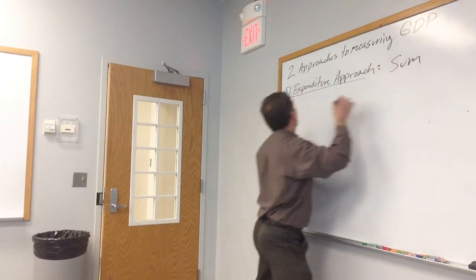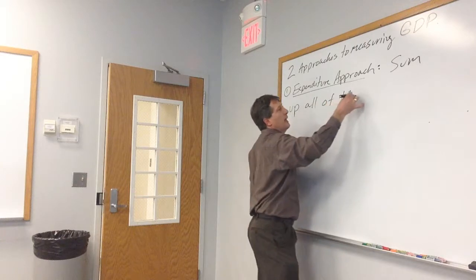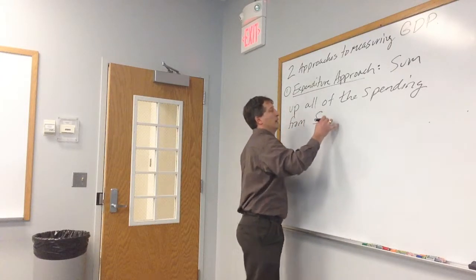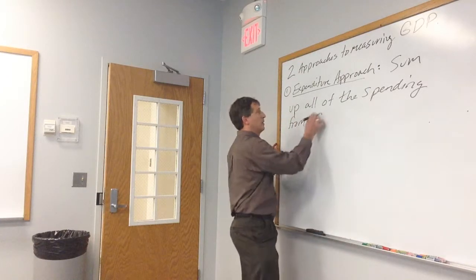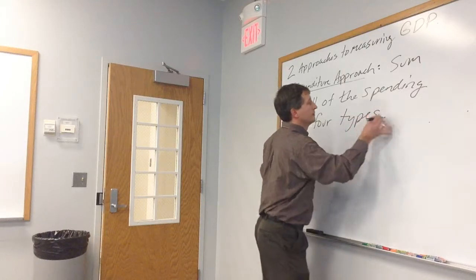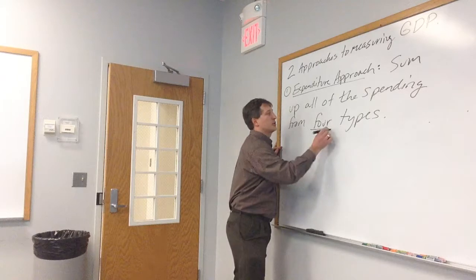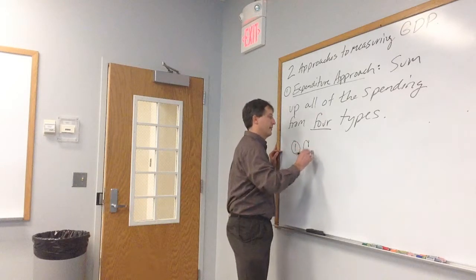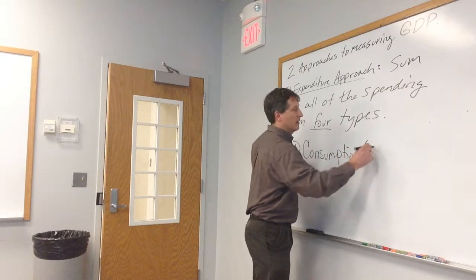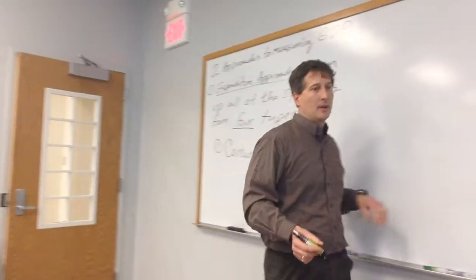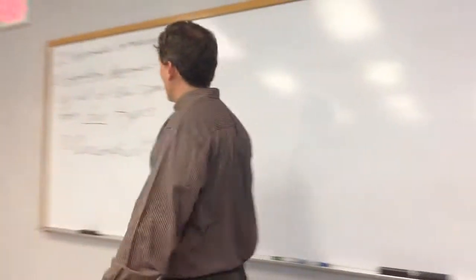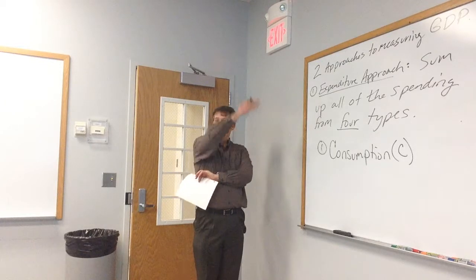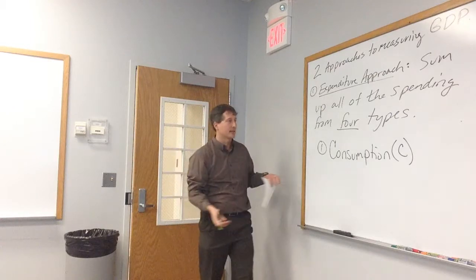The expenditure approach to measuring GDP: we simply sum up all of the spending from four types. We're going to list each type here. Our first one is consumption spending. Consumption spending is spending by households. We're on the left side of the island, thinking about all of the households buying final goods and services at retail establishments.